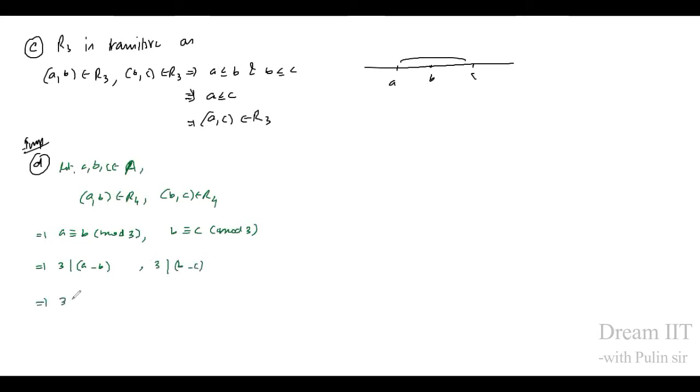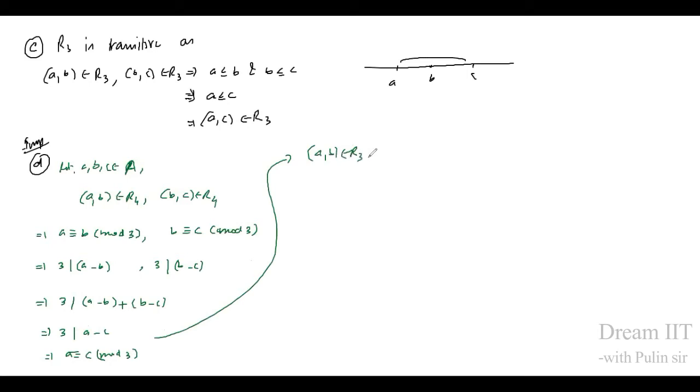If I get two numbers divisible by 3, obviously their sum is also divisible by 3. It is a normal divisibility criterion. So what will you say? B and B will cancel. So you got A minus C is divisible by 3. So does it imply that A is congruent to C modulo 3? Yes, definitely. So overall, what will be the result here? You got (A, B) belonging to R4 and (B, C) belonging to R4 implies (A, C) belonging to R4, and this happens for all A, B, C belonging to A. Therefore R4 is transitive.